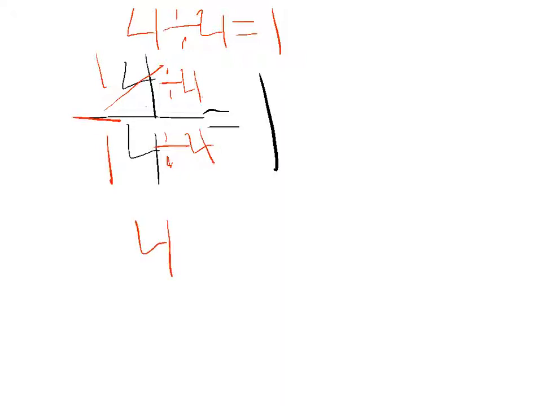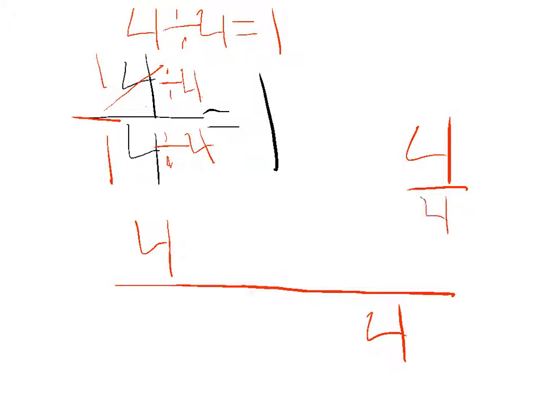Even if I were to write 4 here and 4 down here, it's the same as if I were to write them right on top of each other. There's a 4 on top and a 4 on bottom, so they cancel. So remember that. Okay, now we're ready for the next part.